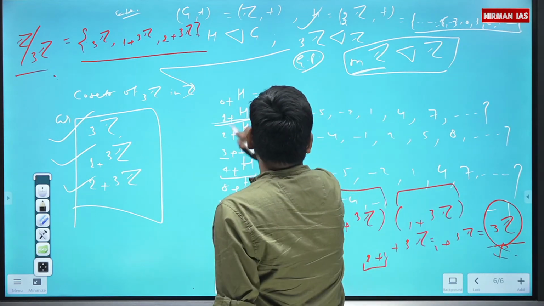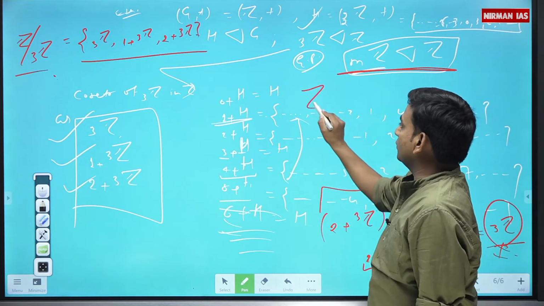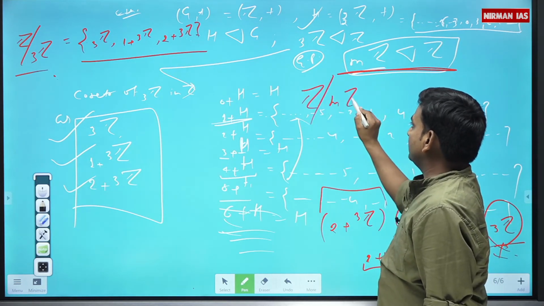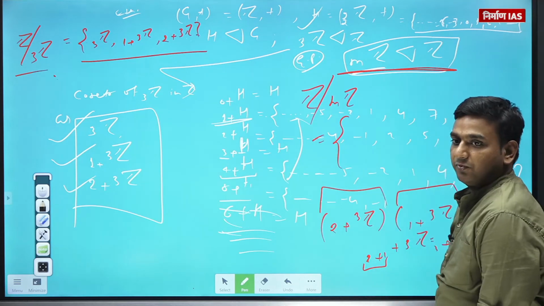Okay. So let's say you want to write Z/MZ, the quotient group. What will it be here? Z/MZ, and what will the elements of this group be?